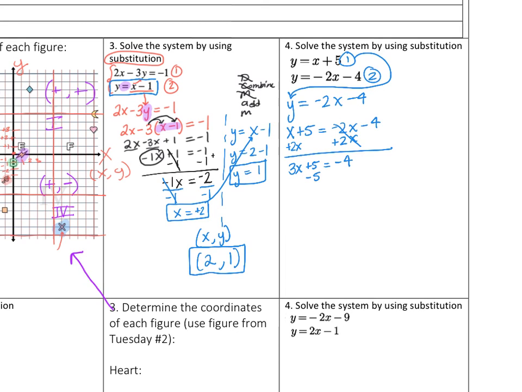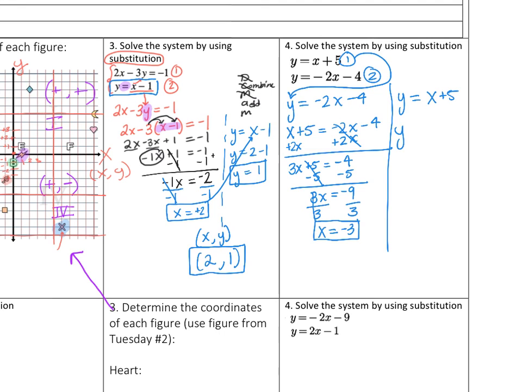I'm going to move that. I'm going to undo addition or subtraction. This cancels. I'm left with 3x is equal to negative 9. I'm going to divide both sides by 3, and I end up getting x is equal to negative 3. Now I'm going to plug in x is equal to negative 3 into the simpler equation, which is y is equal to x plus 5. So it's y equals negative 3 plus 5. A negative 3 plus a 5 is a positive 2, so y is equal to positive 2. And as always, the coordinate is going to be negative 3, comma 2. That's my answer.